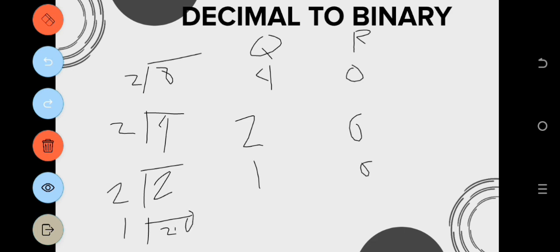If you divide this into your calculator, it's just easy. 0, 1. Magic. And the binary of 8 is... To get the binary, you'll just have to read this from bottom to top. So the binary of 8 is 1, 0, 0, 0.